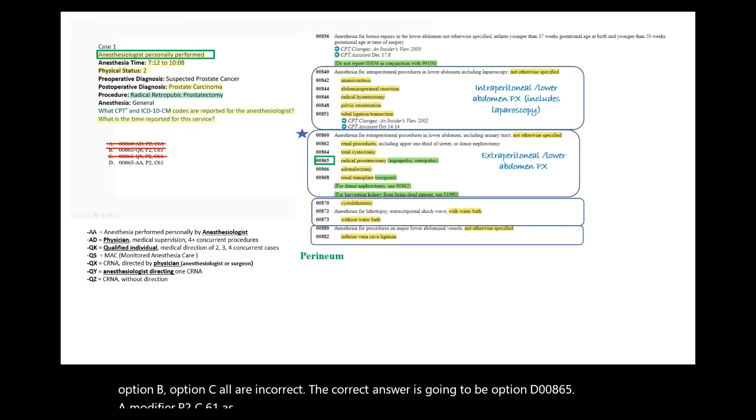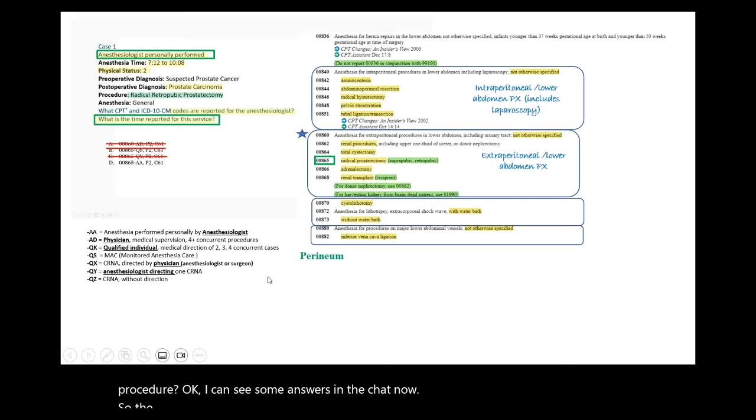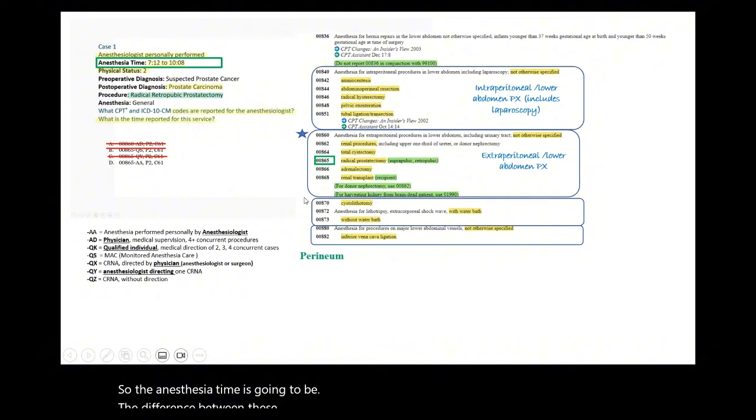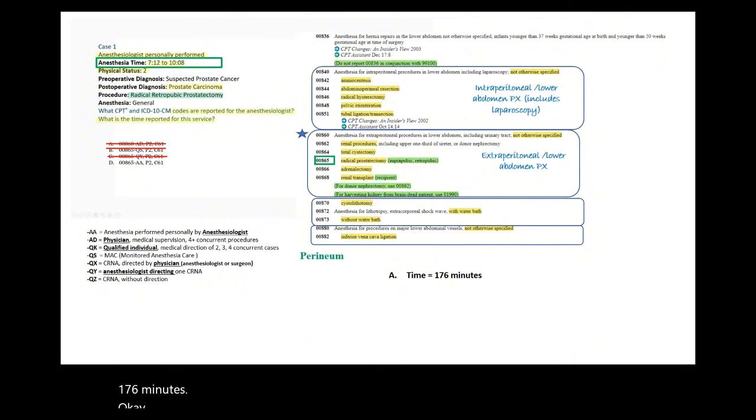Now coming to my second part. What is the anesthesia time for this procedure? Okay, I can see some answers in the chat now. So the anesthesia time is going to be the difference between these two. And that's going to be, we had an anesthesia time of 176 minutes. Okay, do we agree, coders?